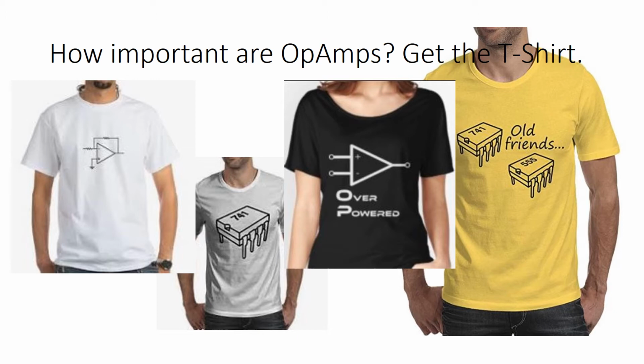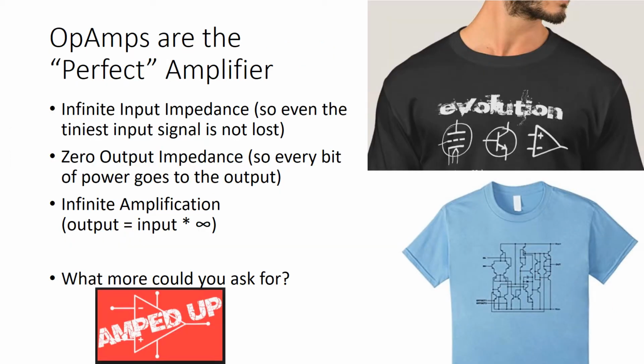The third t-shirt says overpowered, and many times an OpAmp is difficult to control because it's such a powerful amplifier that, well, we'll learn about that in a moment. And then you could see the last t-shirt, 741, and the other popular 555 chip. We'll be using those in a different lab, but today we're going to use the 741 chip and the operational amplifier. So operational amplifiers, or op-amps, are what we call the perfect amplifier.